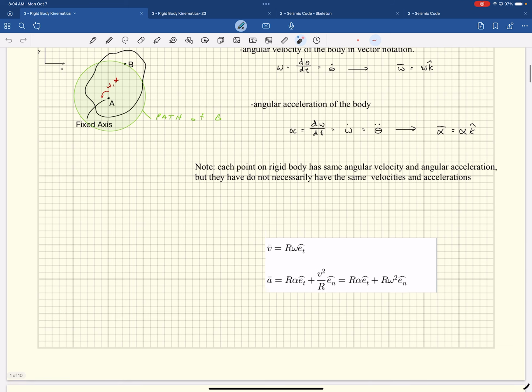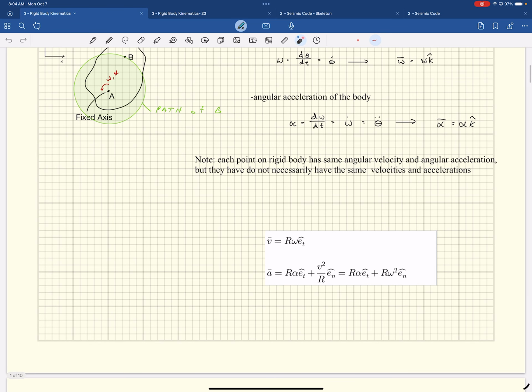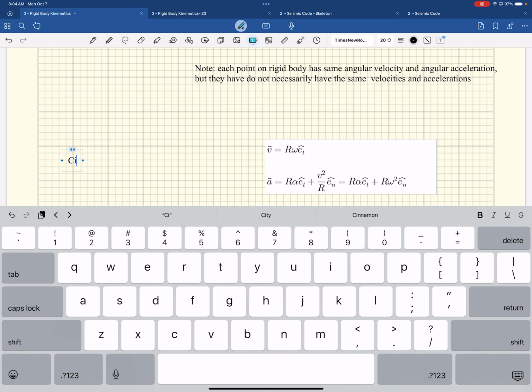Okay. So that's the key concepts here. All right, so note, 2 points of the same body will always have the same omega and the same alpha if they're on the same body, but they have different velocities. Okay, so we're gonna do a quick little review. This is circular kinematics from particles. When we did, in particular, this is normal tangent.